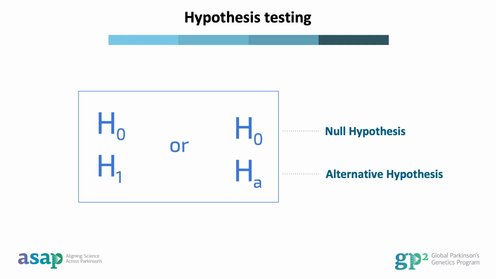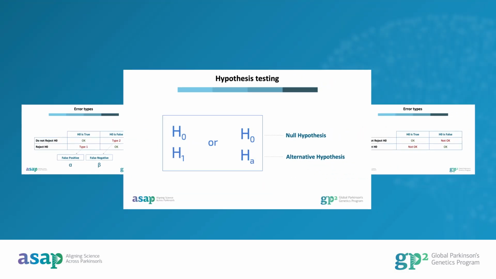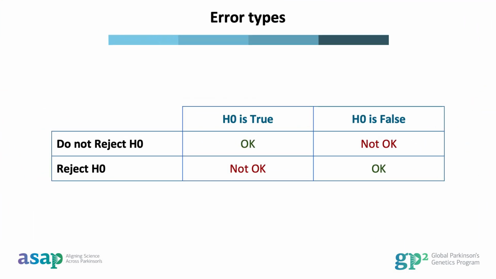Let's see an example of hypothesis testing. H0 is the null hypothesis. Under H0, we assume that there is no statistical difference between the values of the two groups being compared. The alternative hypothesis, H1 or HA, asserts that there is a statistical difference between the observed values. We can organize the possible combinations of the hypothesis tests in a table like this.